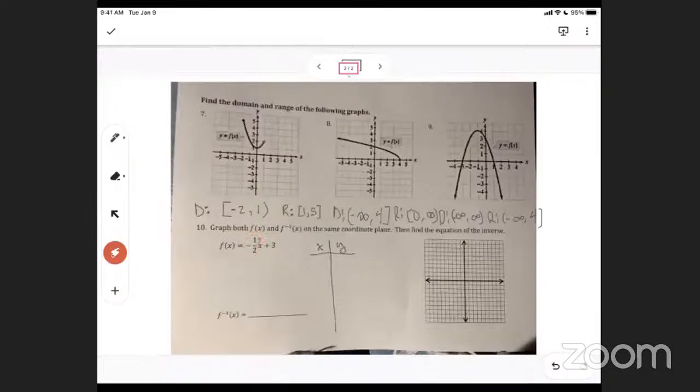2. How about 2? Yeah. If I plug in 2, then those fractions cancel out and I just get -1 plus 3, which is 2. Got it? So I would pick 2. What other number can I pick? 4. How about 4? If I plug in 4, what would I get? 1. Good. So 4, 1.